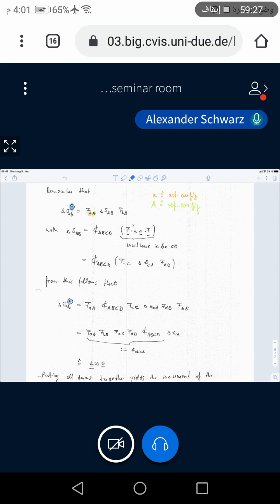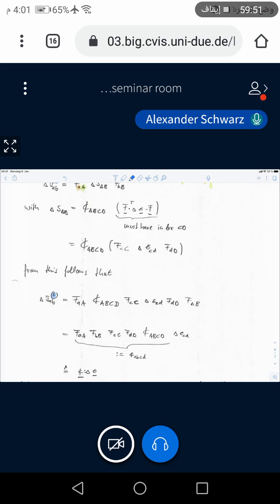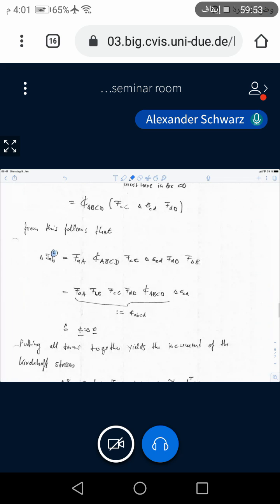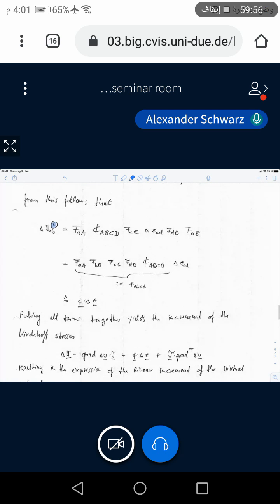Okay, again, no further questions. Very nice. So now we come to the end of the lecture. We have now all the parts. This is the second part of the linearization. We have already the first and the third part for delta tau, and of course at the very beginning we learned how to linearize the spatial gradient, and now we put everything together. That means the increment of the Kirchhoff stresses appears here.